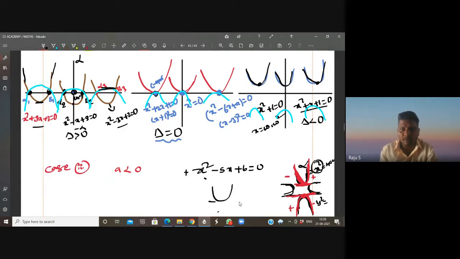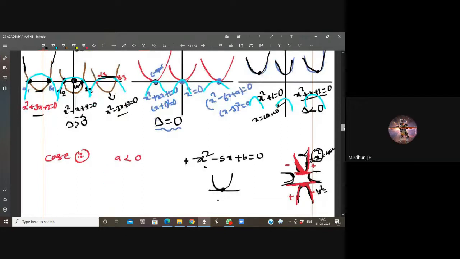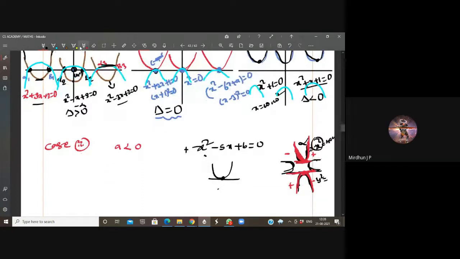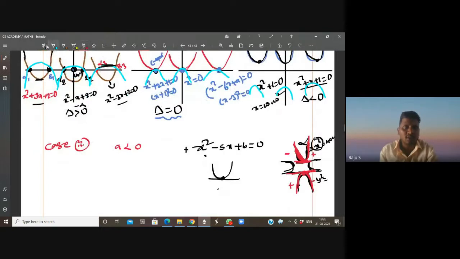So it is having a minimum value. What is that minimum value? You may double differentiate, and there is a formula directly, so that the point is minus b by 2a. At minus b by 2a, it will give minus capital D by 4a. Remember, it may be open upwards.